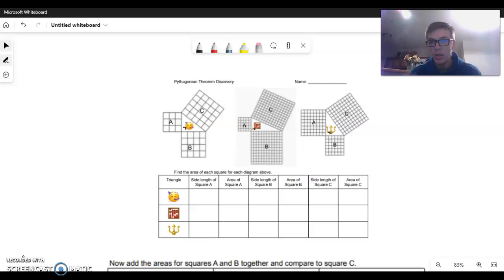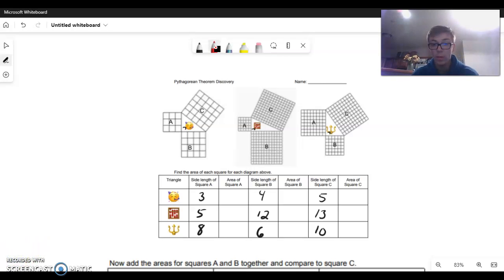Remember, area is the total number of tiles in that square. And I want you to do the same thing for side length B, and then the area for B, and the side length for C, and the area for C. I want you to do all three of those triangles, okay? So do that right now, and go ahead and pause the video.